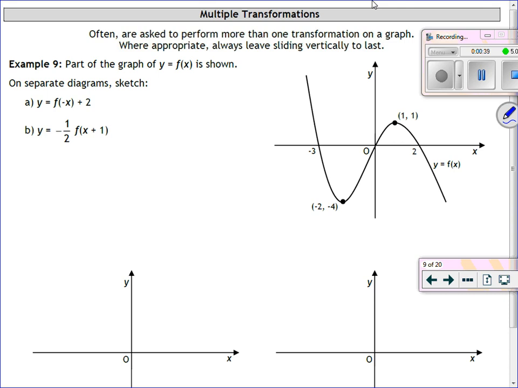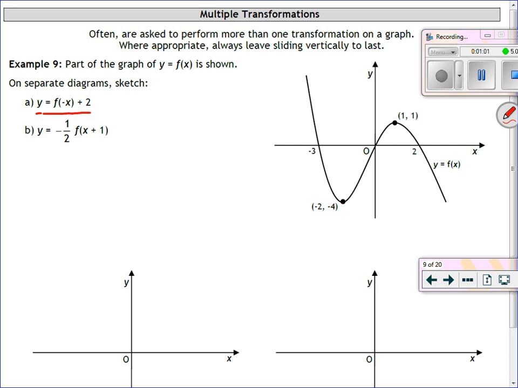And to do that, it's very simple. It's just a case of taking one transformation at a time and then actioning that. So the first thing we're going to look at is the graph of y is equal to f of negative x plus 2.